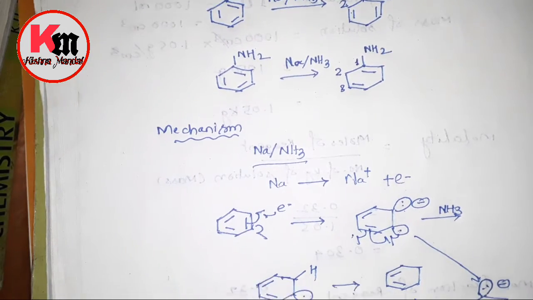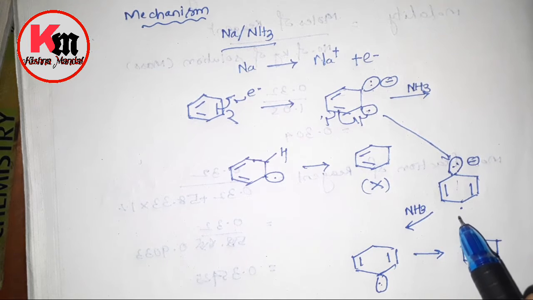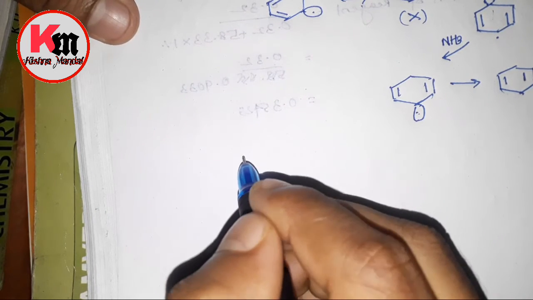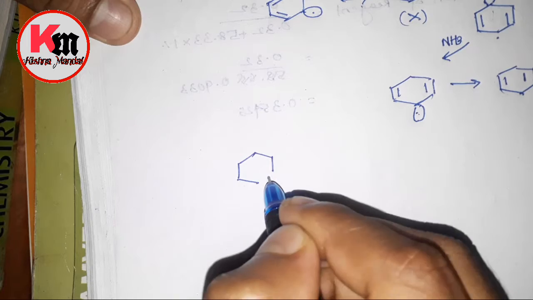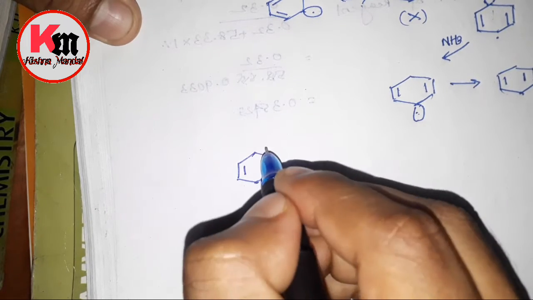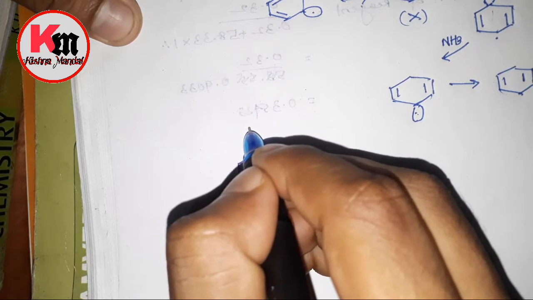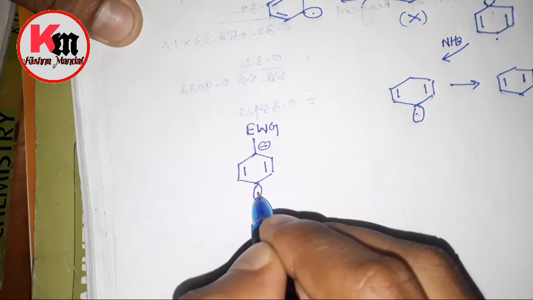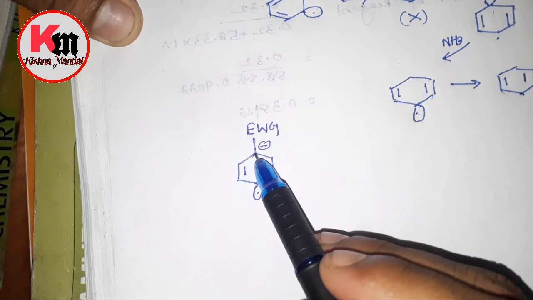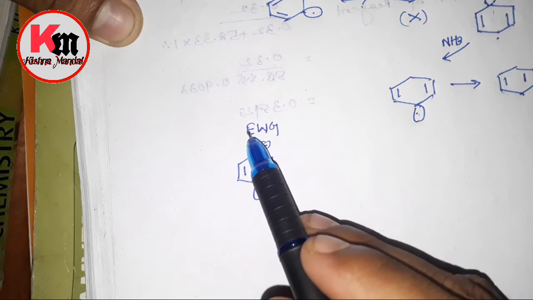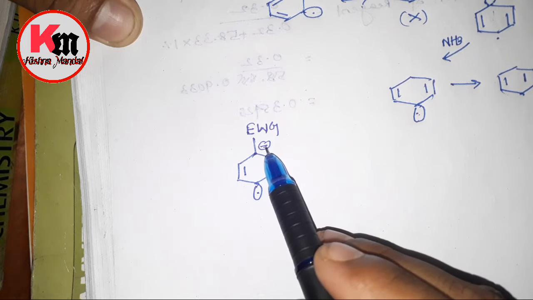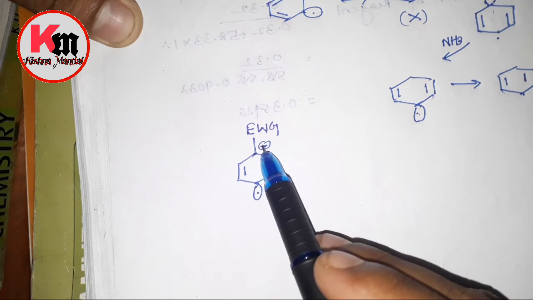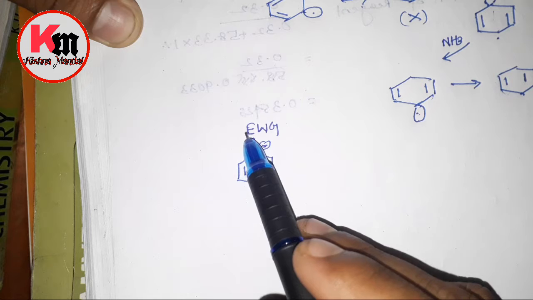You can see here, in this intermediate, the anion radical. Again I am writing this thing. Here I have just written it by replacing the H by any electron withdrawing group. You can see the anion here is stabilized by the electron withdrawing group. That's why the anion can stay here.